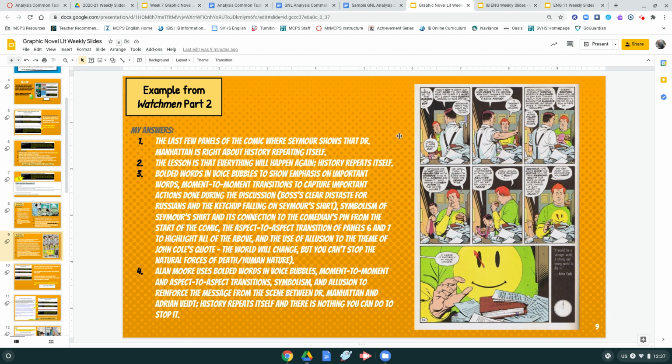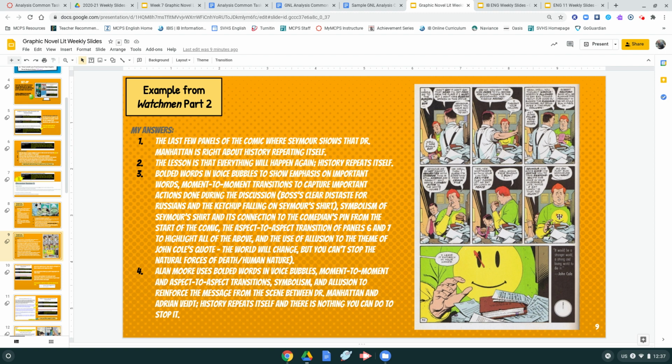And then the devices that I see here and how they're all working, right? I see bolded words in the voice bubbles to show emphasis on important words, moment-to-moment transitions to capture important actions during the discussion, right? The boss's clear distaste for the Russians is there, and the ketchup falling on Seymour's shirt is also really important, and is shown in that moment-to-moment transition. Symbolism of Seymour's shirt and its connection to the Comedian's pin from the start of the comic. And then aspect-to-aspect transitions in panels 6 to 7.